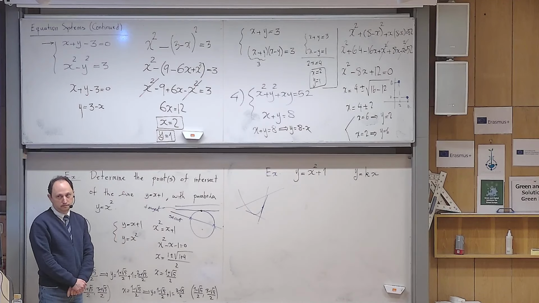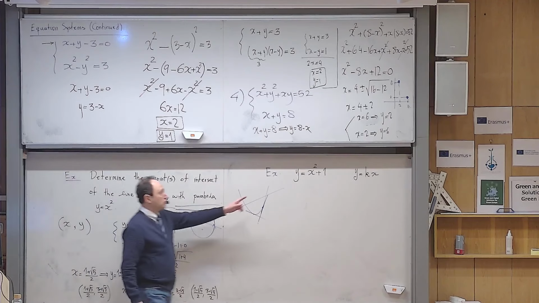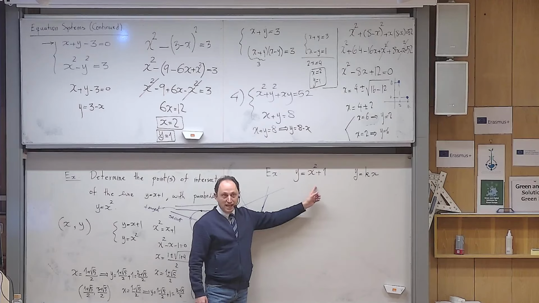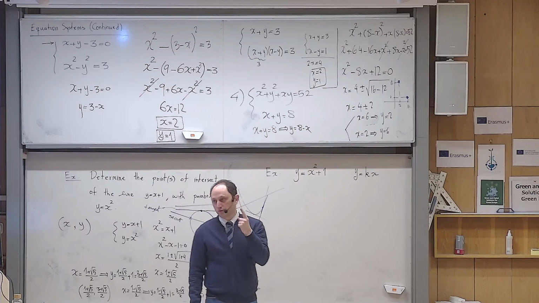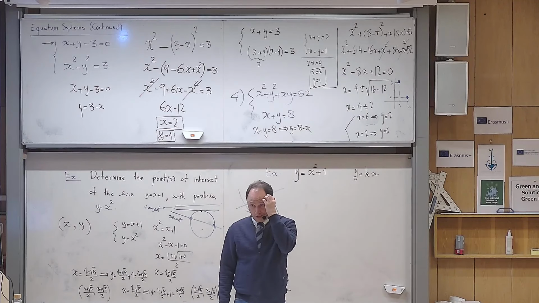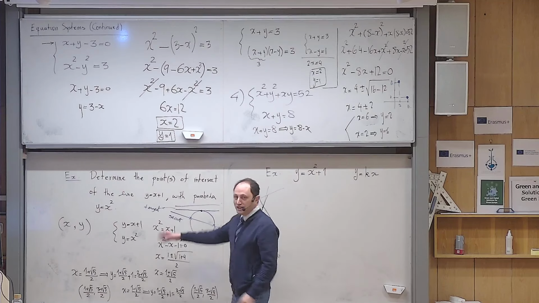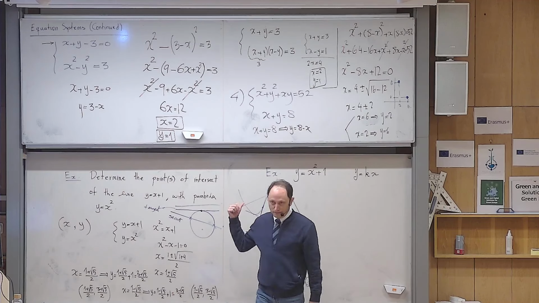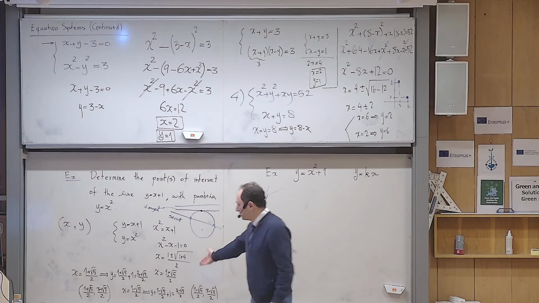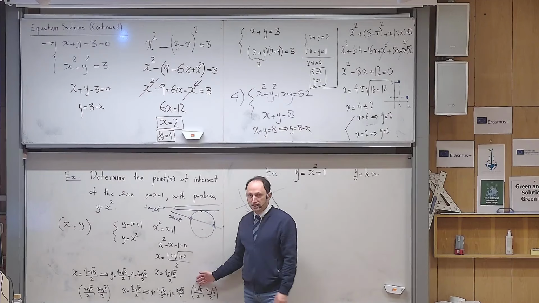So if there's one intersection point, it means that you have to write the system and force the system to have one solution. Because if you don't get any solutions, this line is nothing for the parabola. If you get two solutions, as you said, it is a secant.